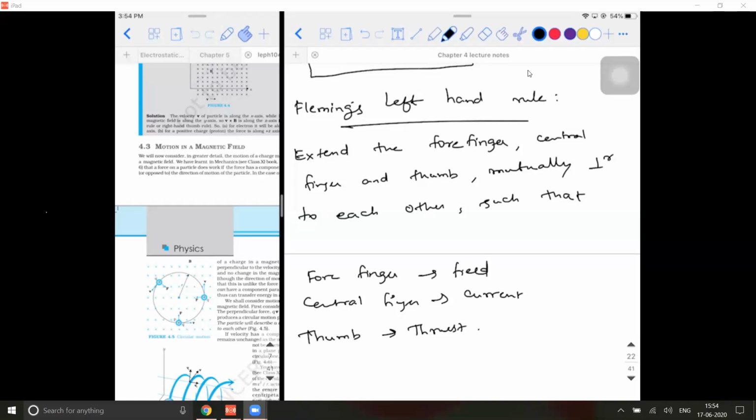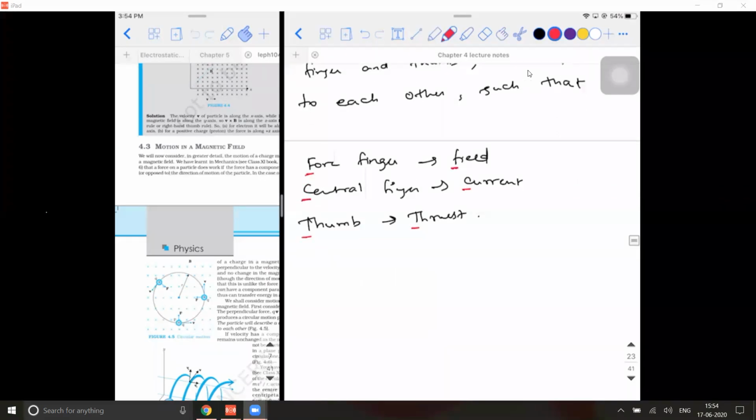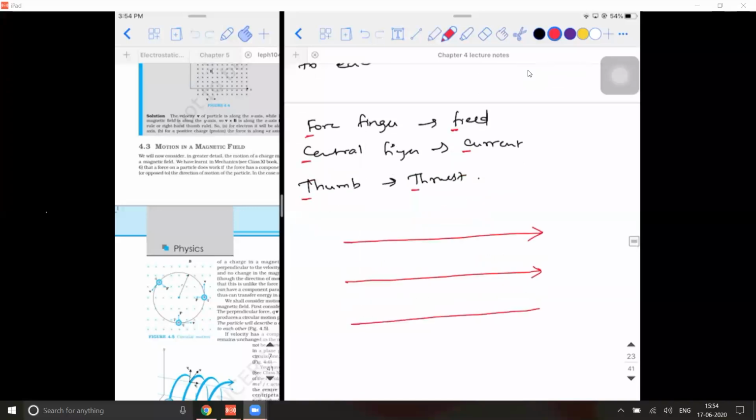Why I wrote thrust is because you can remember it like this. Forefinger starts with F, field also starts with F. Central finger starts with C, current also starts with C. Thumb starts with T, and thrust also starts with T. Okay, so this is going to be the case. Now the same scenario, I will tell you how to apply it and what mistake you're not supposed to make.